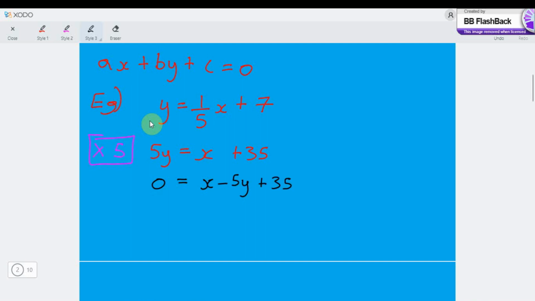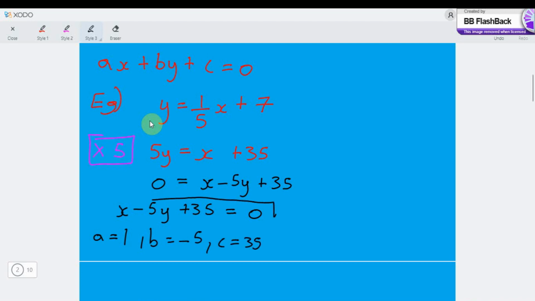In that case, you can interchange the left side and the right side. It is the same thing. So in that case, our A would be positive 1, B would be negative 5, and our C is 35. That's if we rewrote the line in this form. So this is the general form of a line.